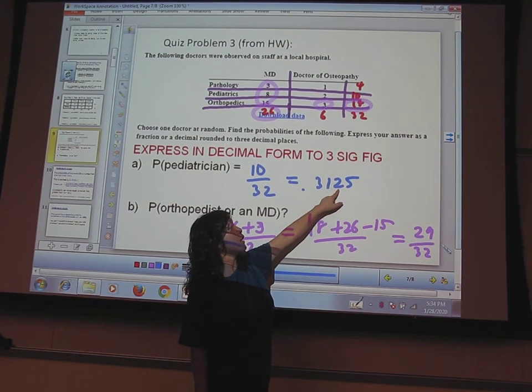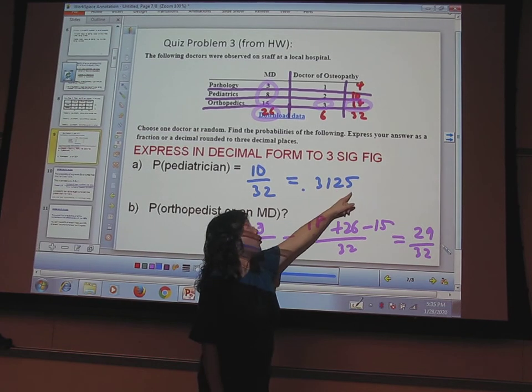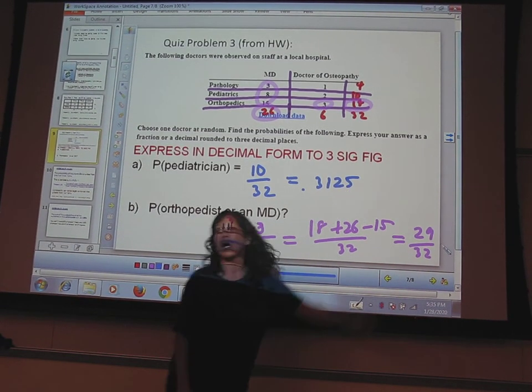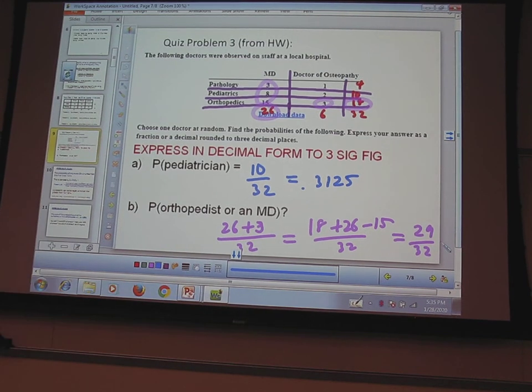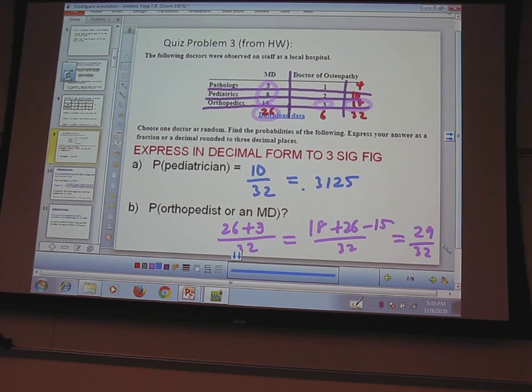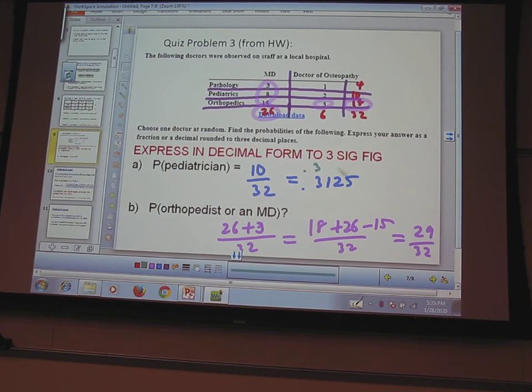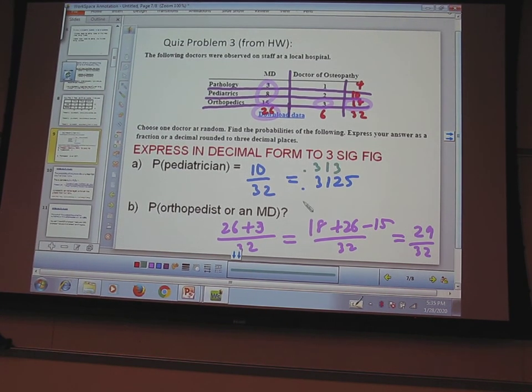If I'm rounding to this spot here, I have to look at the next one. If this is 5 or more, I round up. So let's take a look at this. Just in theory here, we have these two numbers. This is between 0.313 and 0.312. Everybody agree? Yes.